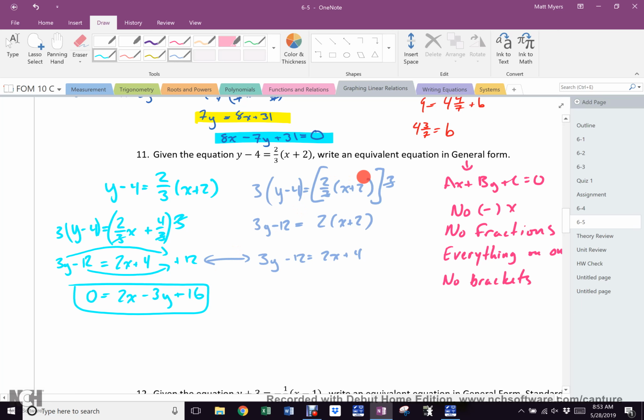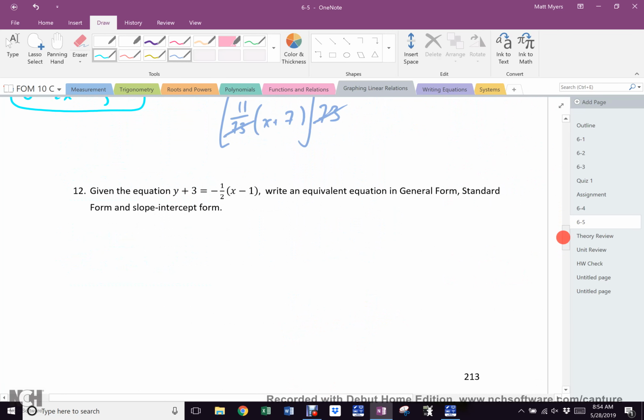Because while 2/3 distributes pretty easily, what if it was an ugly fraction? What if it was 11/73 x plus 7? Would you want to distribute 11/73? So what would you do to get rid of it? Times by 73, and all of a sudden I'm in business, and I'm only distributing whole numbers. Everybody cool? All right.